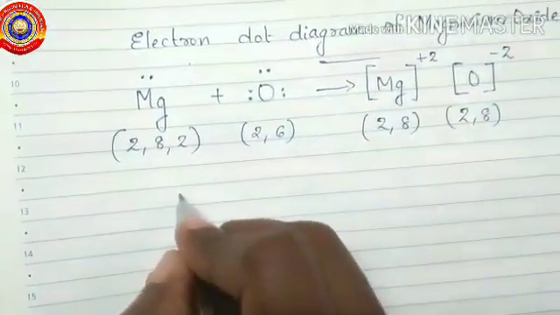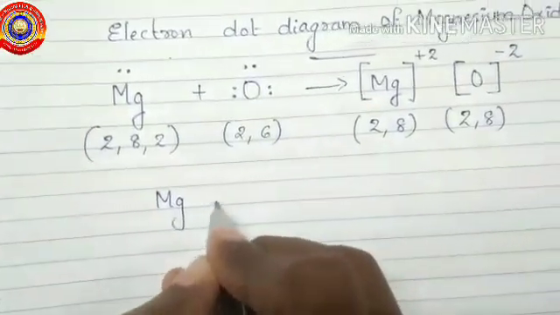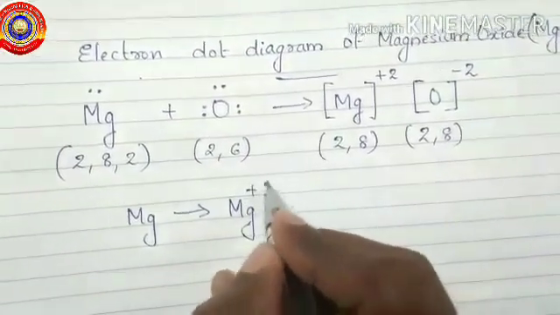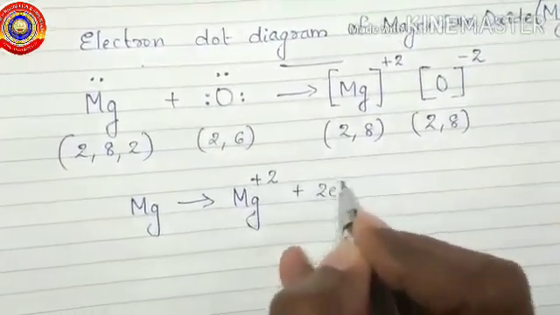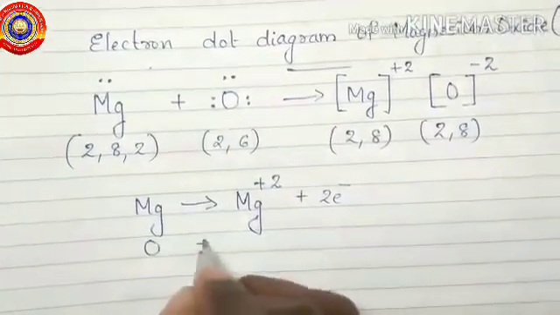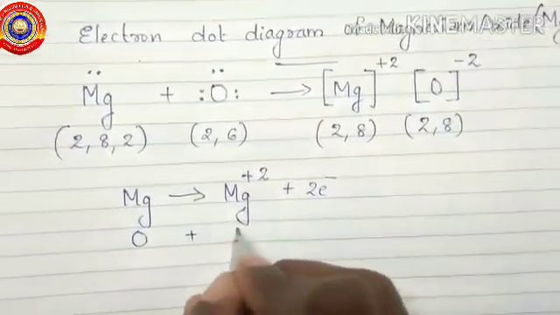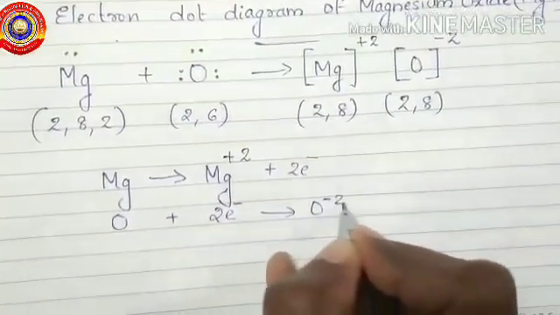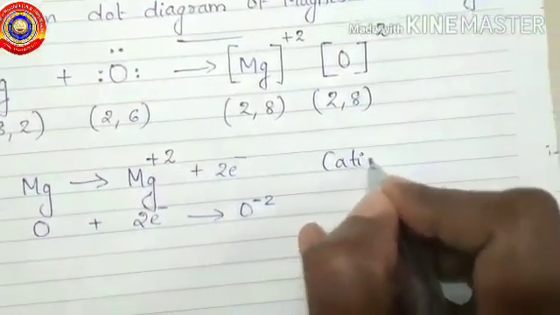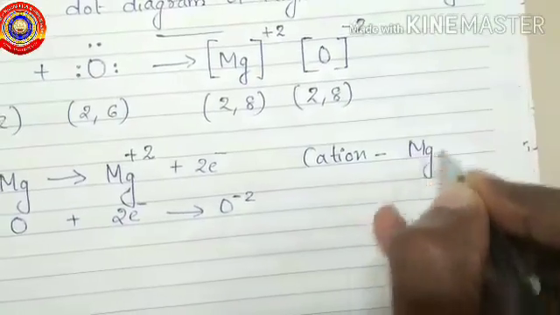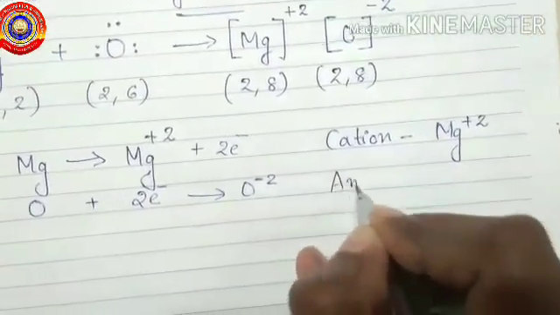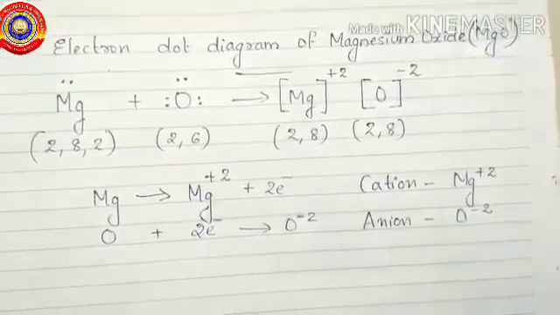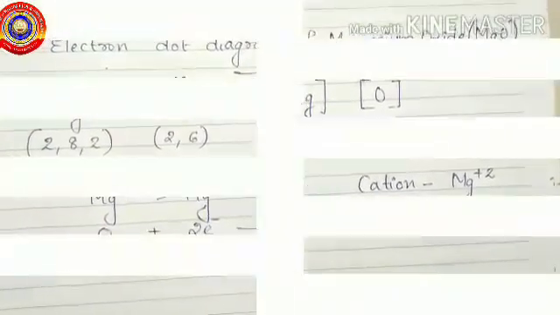The electron dot diagram can be represented in the form of an equation. So we can write Mg gives Mg2+ plus 2 electrons. Oxygen plus 2 electrons gives O2-. Here the cation present in this equation is Mg2+ and the anion present in this equation is O2-. Remember, the positive ion is cation and the negative ion is anion.